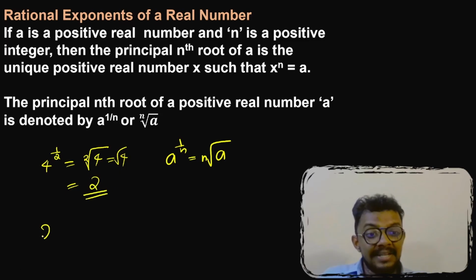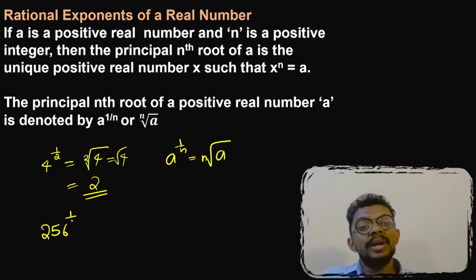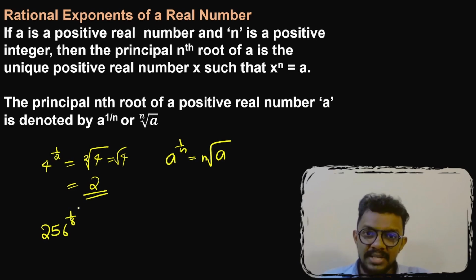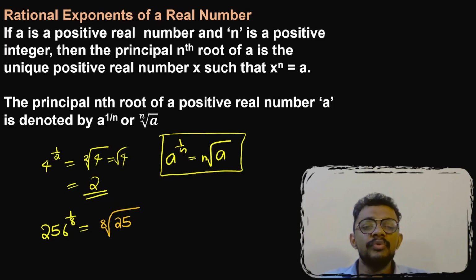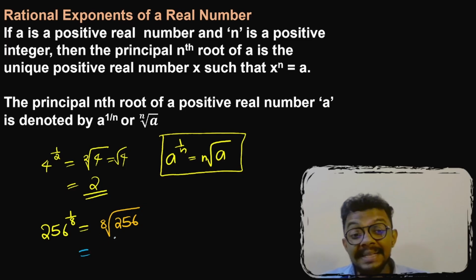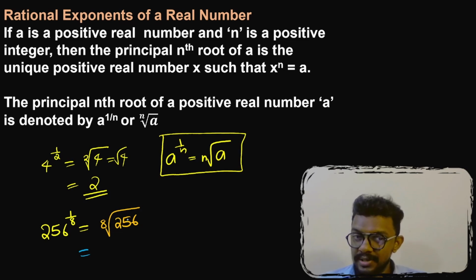I have another question. What is 256 all raised to 1 by 8? What is the meaning of this? Do not forget, a raised to 1 by n is the nth root of a. So 256 raised to 1 by 8 means the 8th root of 256. Now what does the 8th root of 256 mean? For some number, its 8th power is 256. Which is that number? That's the question.